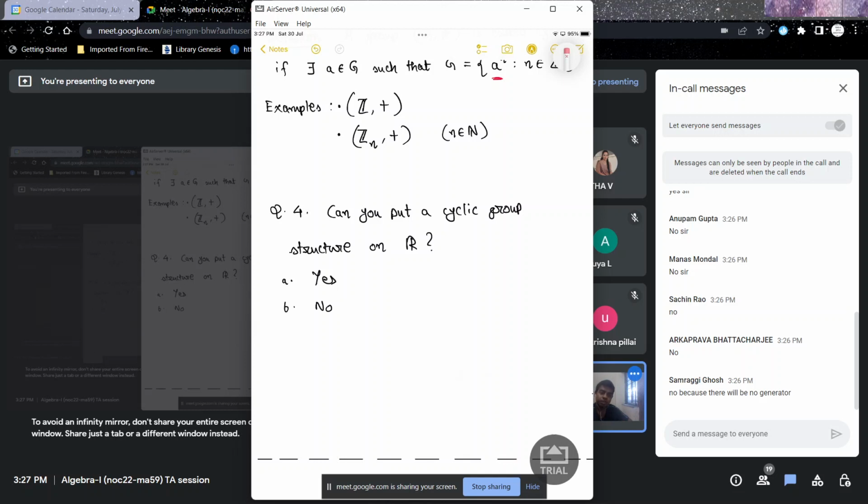Someone wants to answer? Why is it the case that it will never have a generator? So what I'm saying is, suppose you take R with some operation, we don't know what this is. This is just some binary operation on R. So it is a mapping of R cross R into R.